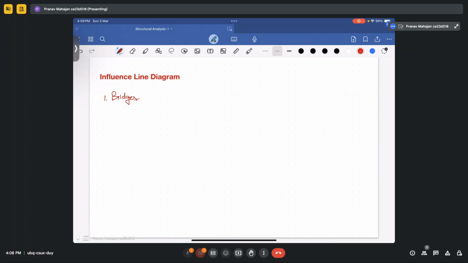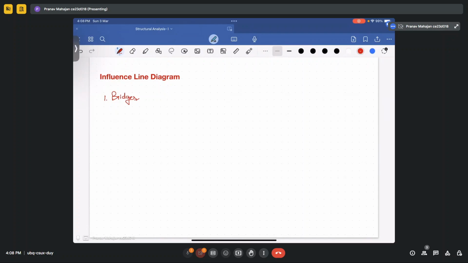So the corresponding UDL is moving over a certain length of the bridge. So how are the reactions or the moments developed at various points of the bridge, that is abutments and piers, based upon the kind of loading that is acted upon by the train members? So that is the influence line. Now we are not concerned about the point load, that is a static load. Now we are concerned about the moving point load.